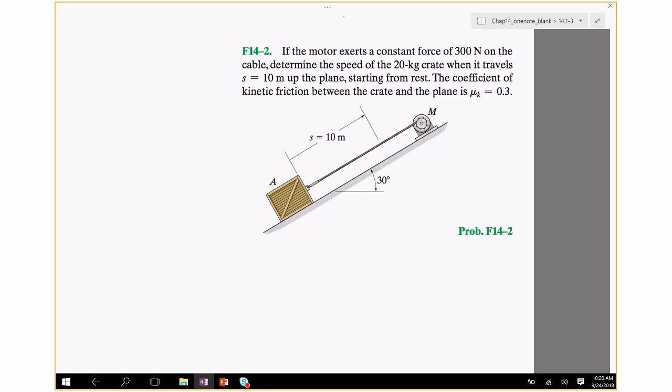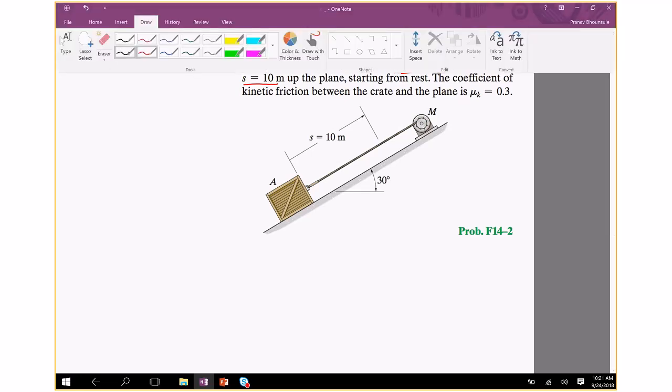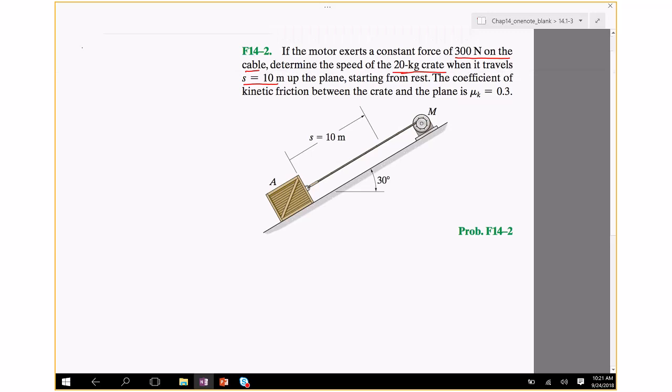Okay, if the motor exerts a constant force of 300 newtons on the cable, determine the speed of the 20 kg crate when it travels a distance of 10 meters up the plane starting from rest. The coefficient of kinetic friction between the crate and the plane is mu k equals 0.3. Okay, let me set this up for you, but I would want you to solve the problem eventually.